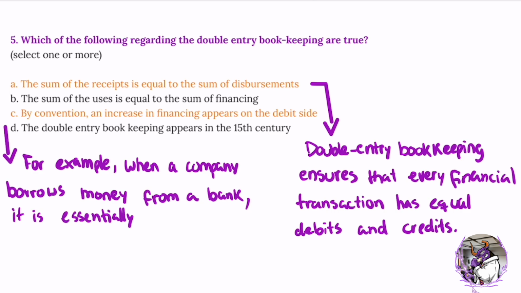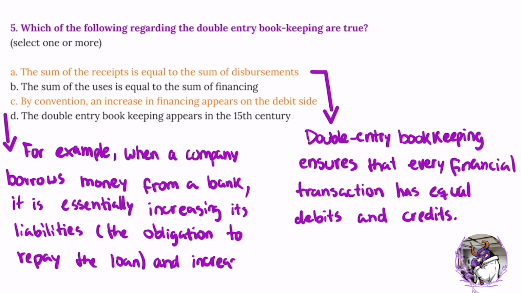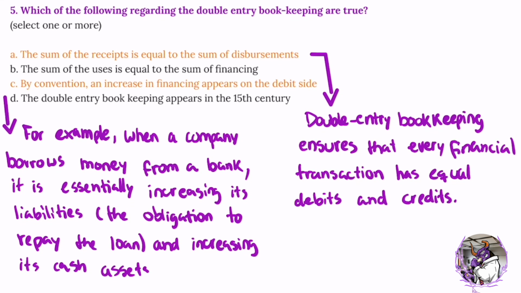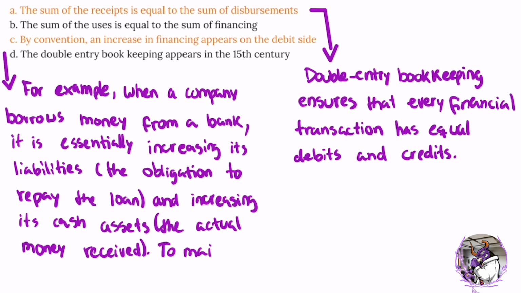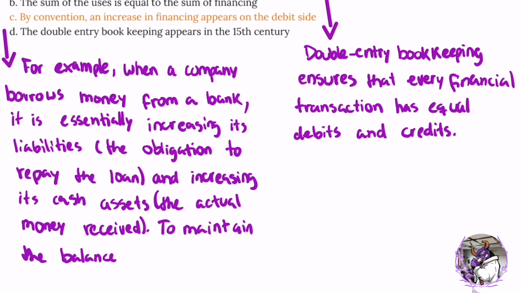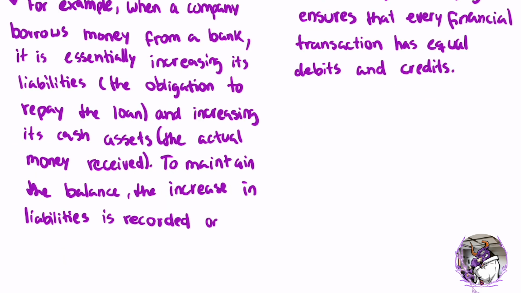For example, when a company borrows money from a bank, it is essentially increasing its liabilities. That means the obligation to repay the loan, and increasing its cash assets. That means the actual money received. So to maintain the balance, the increase is going to be recorded in the liabilities on the credit side. An increase in cash is going to be recorded on the debit side.